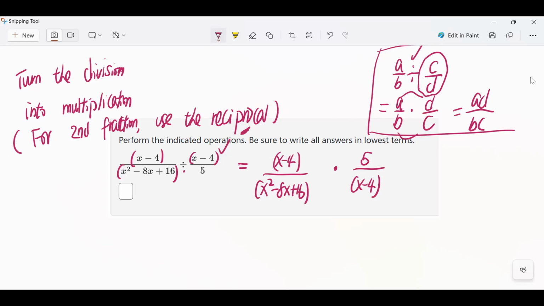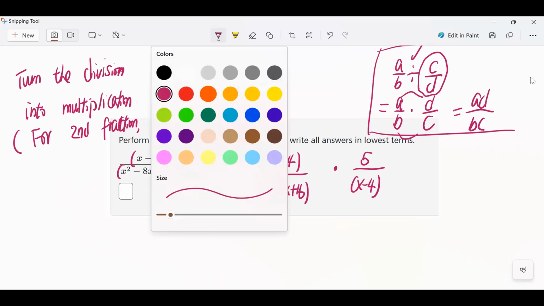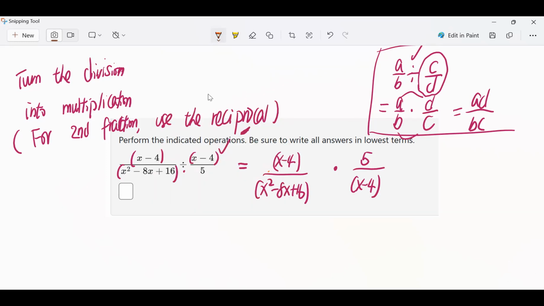Now, next step, we're going to cancel the common factor first because we see x minus 4 here, and x minus 3. That is gone. Although we don't need to factor the denominator, we can leave it as is. But what if we want to factor this? How do we do that? Any suggestion? This is what we call a perfect square, right?